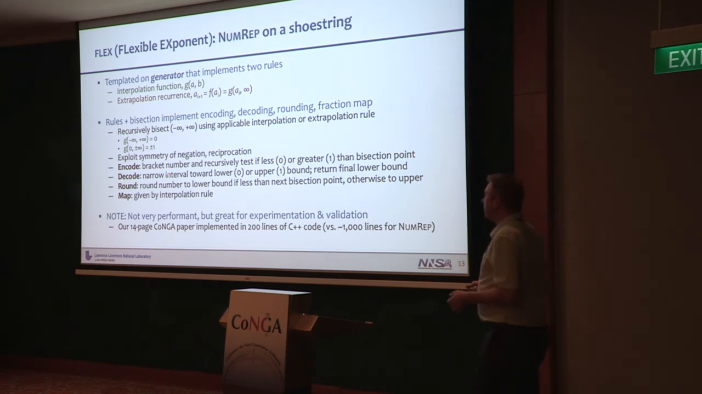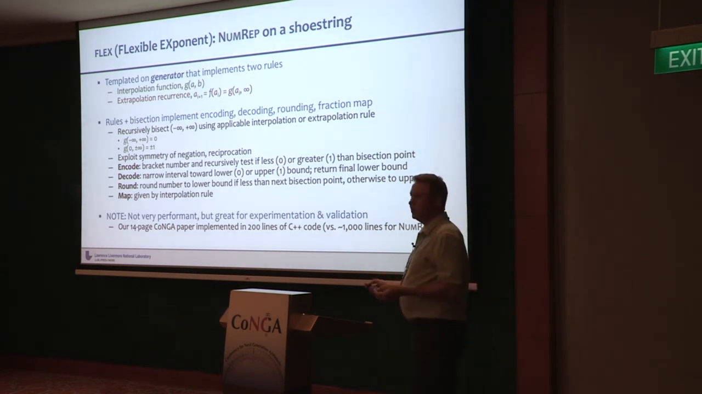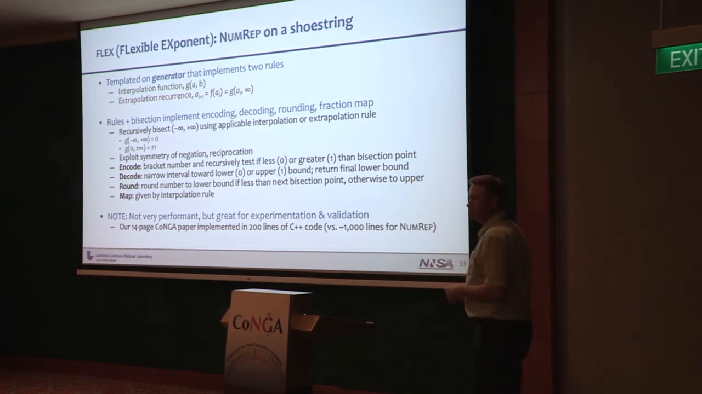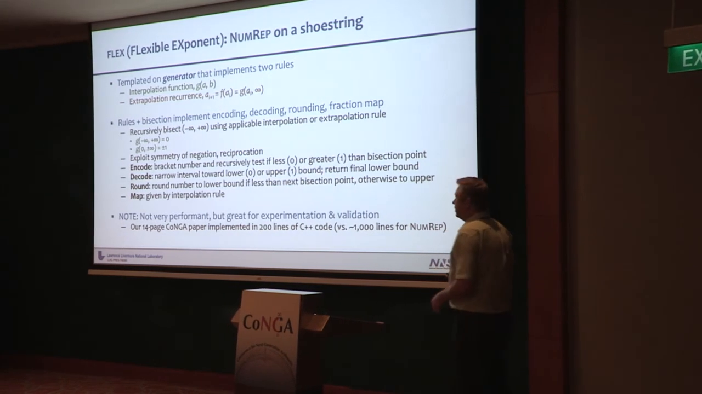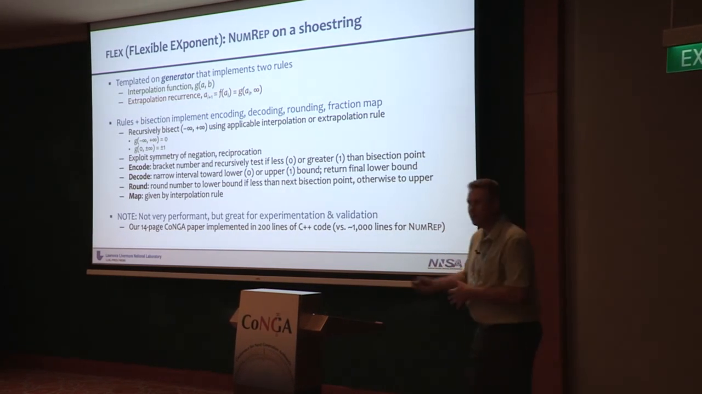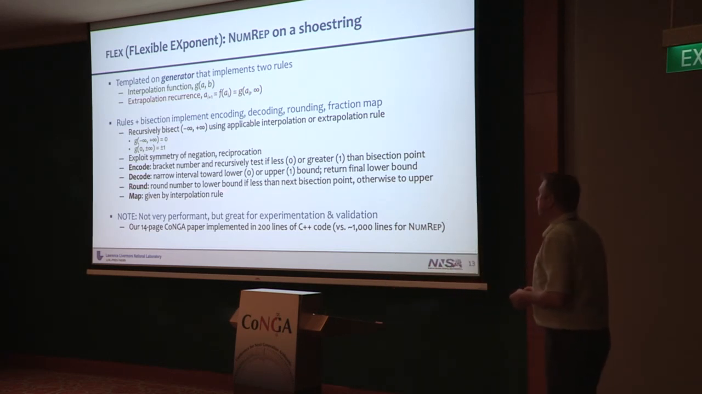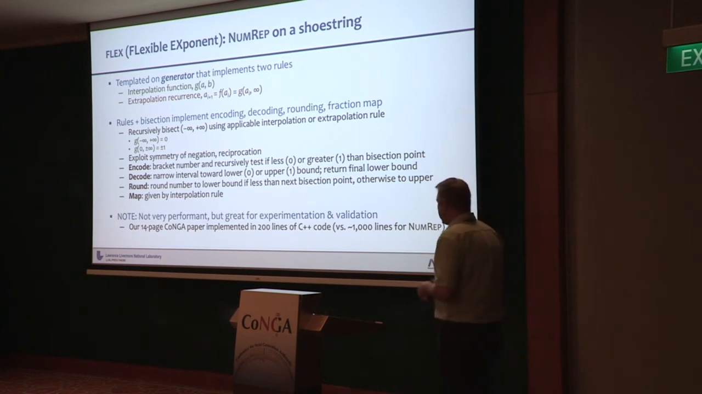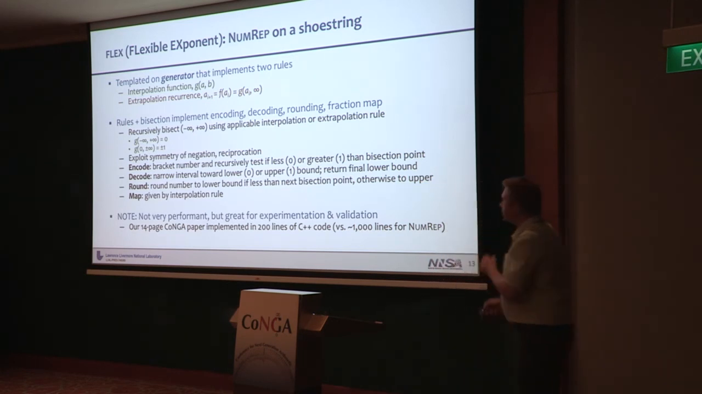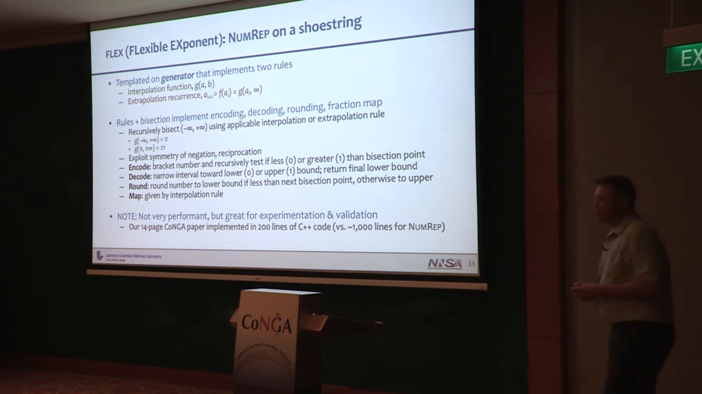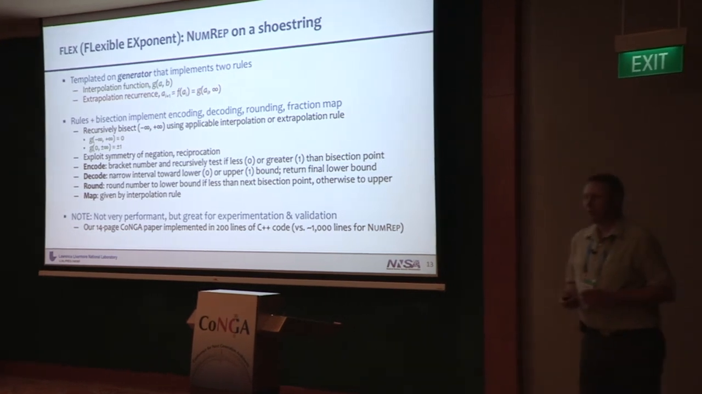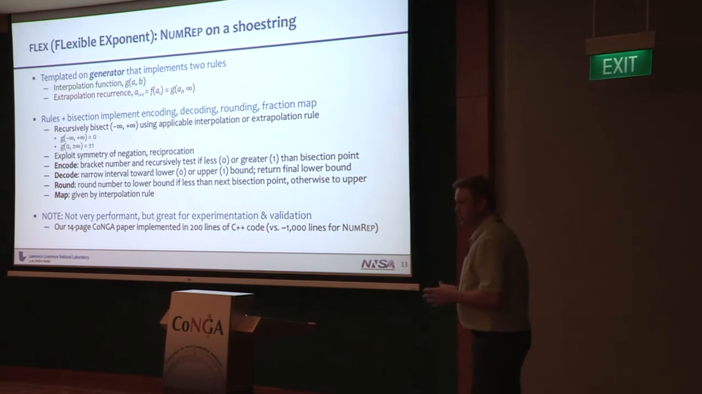We can encode numbers by bracketing them between negative and positive infinity, and then we just bisect these. And every time we go to the lower half, we encode a 0. When we go to the upper half, we encode a 1. And decoding essentially does the opposite. Take a 0 bit, and we go to the left half, otherwise we go to the right half, and so forth. For rounding, all we look at is where's the next bisection point. If we were less than that, then we go to the lower bound, otherwise we go to the upper bound. Okay, so this simplified framework is not very performant. You probably want to do this in hardware, but it's very simple to code up and experiment with.